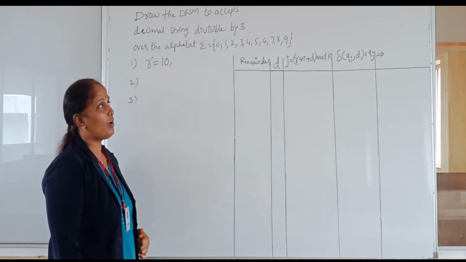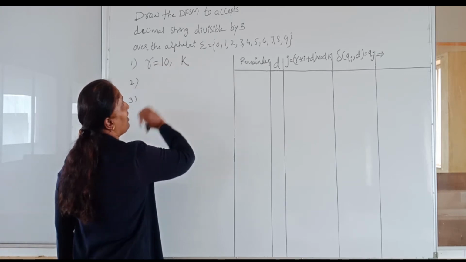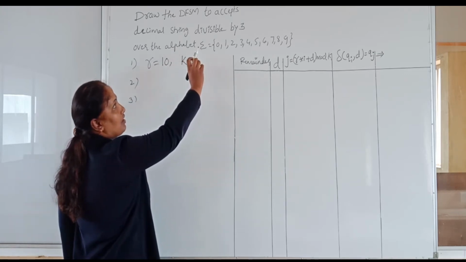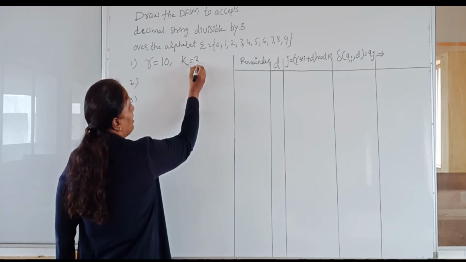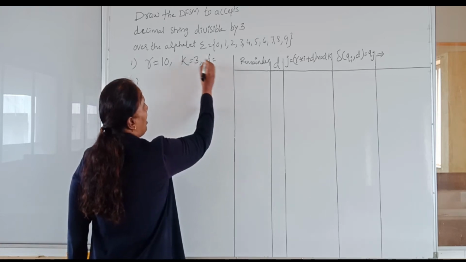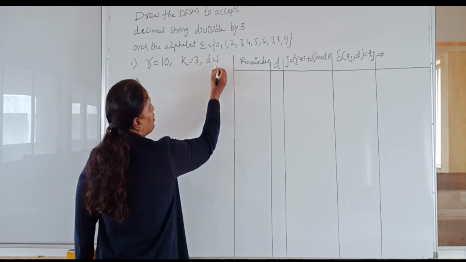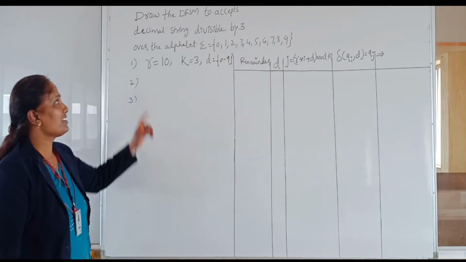Next, what is the K value here? K is nothing but the divisor. So we are finding strings which are divisible by 3. So K value equal to what? 3 here. Next, the D value is nothing but the alphabets given, that is 0 to 9 digits. So the first step is over.